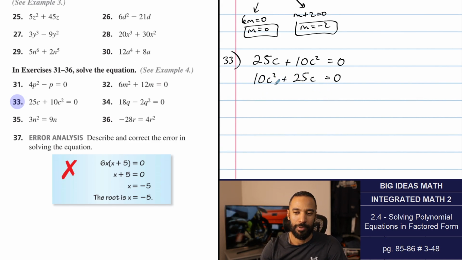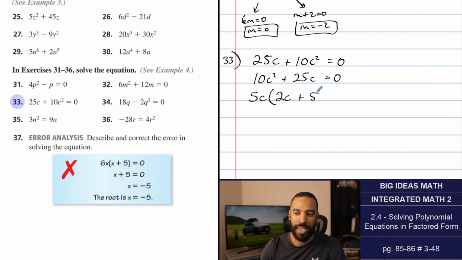I'm going to find the greatest common factor of 5 from these things and a c. Again, the last term, when written in standard form, factor 5c out. 5c times 2c, 10c squared is what it multiplies to. And 5c times 5 is 25c, and there's my factorization.